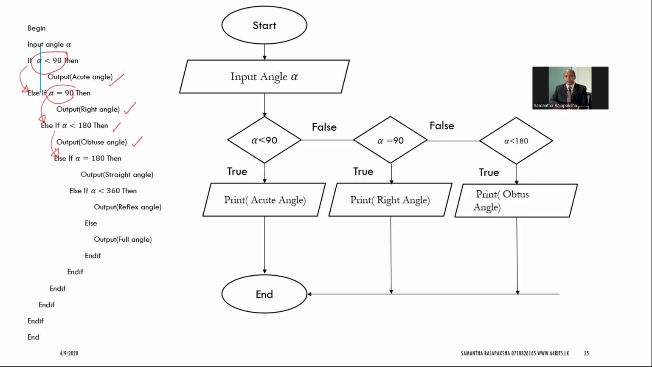Else means the angle is not less than 180. That means it's greater than or equal to 180. So if it is equal to 180, then you can say it's a straight angle. Else, you check whether the angle is not equal to 180. Then you check whether it is less than 360. Then you display this. Else, you display this.